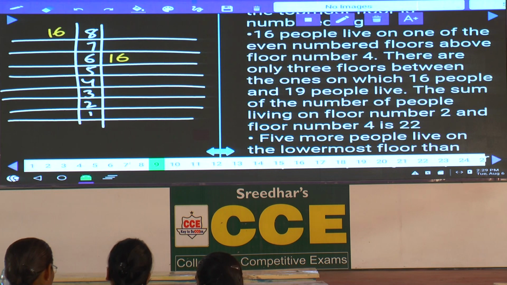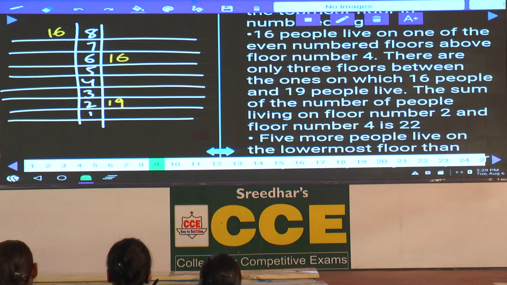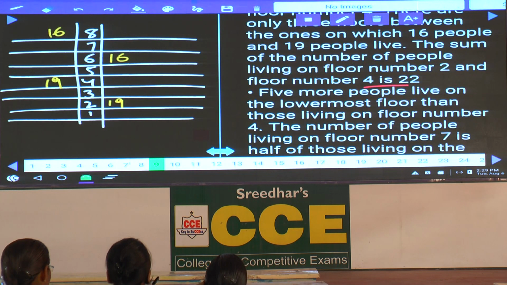And there are only 3 floors between the ones on which 16 people and 19 people live. In between 16 and 19, there must be exactly 3 floors. 1, 2, 3, 19 will be here. Now in the second case, 1, 2, 3, 19 will be on the 4th floor. And next one. The sum of the number of people living on floor number 2 and floor number 4 is 22. And so on floor number 4, it must be 3. And in this one, see here it must be 3. Done with this, the sum of these two must be 22.